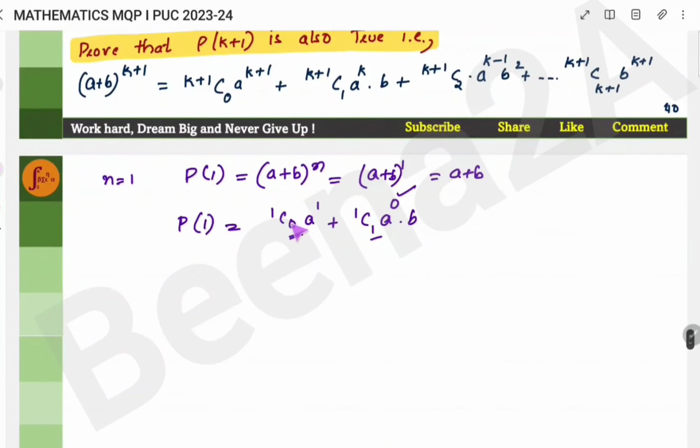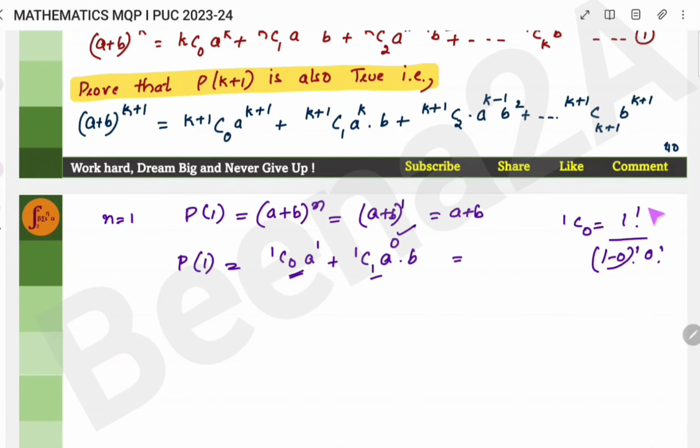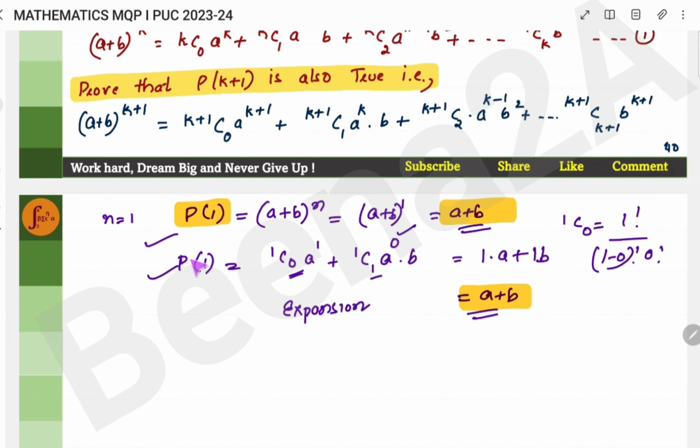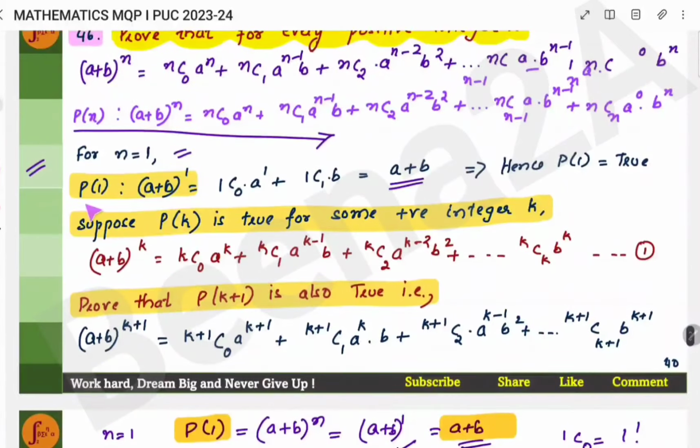Now if I simplify, what is 1C0? 1C0 is nothing but 1 itself, 1 into a. And what is 1C1? 1C1 is also 1, 1 into b. So you get a plus b. Whether you use the expansion or directly substitute n as 1 in this expression, you'll get the same answer, a plus b and a plus b. Therefore we can say P(1) is true. When n is equal to 1, this expansion is true. Hence P(1) is true.